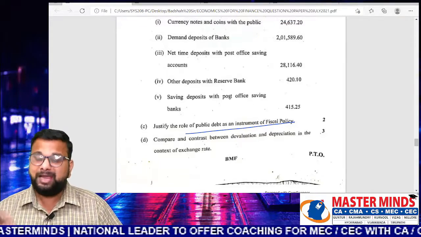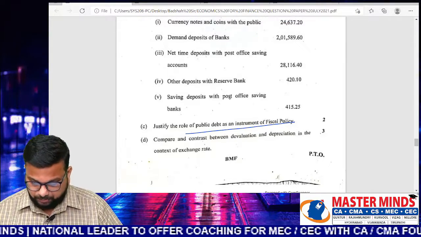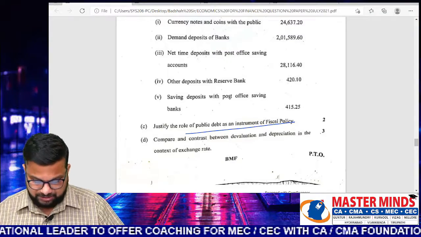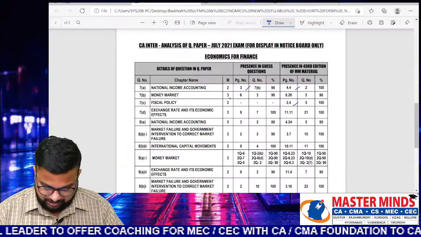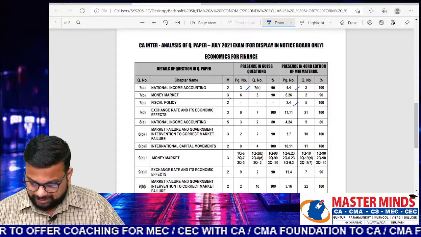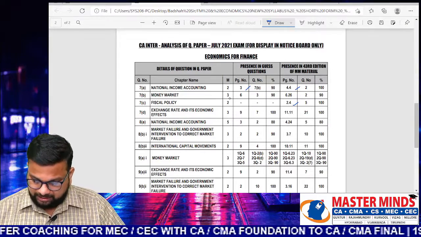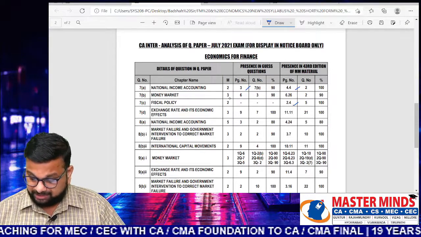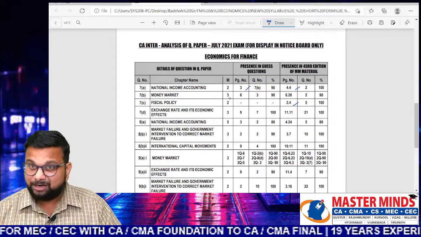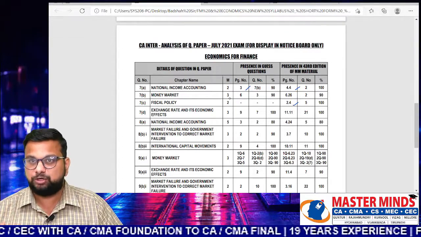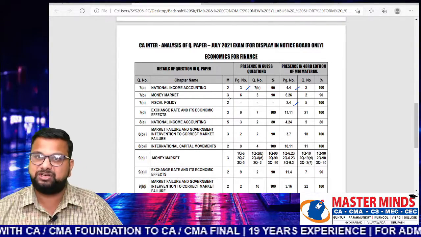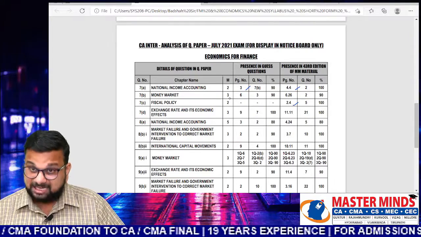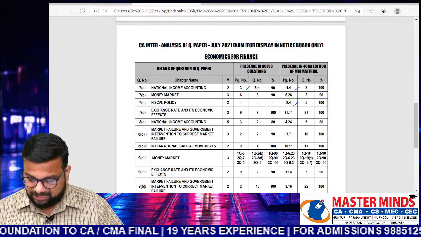So this question is from the exchange rates chapter. That is, what is the difference between devaluation and depreciation in the context of exchange rates. Let us see whether it is covered or not. When it comes to guest questions, Nana, it is covered, 100%. That means the exact question given in our guest questions has been given in the final examination also. And the same thing is covered in our masterminds material also.